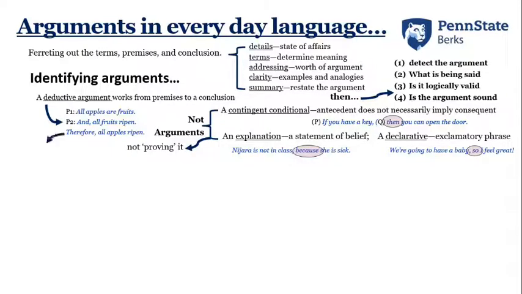So the way that you understand this is whether somebody is trying to prove something. When somebody says Nihara is not in class because she's sick, there's nothing to be proved there. They're simply explaining it. Unless you had some other state of affairs that you knew, you wouldn't go back and say no, right? If somebody were to say all apples ripen, they're trying to prove that to you. They're trying to say, look, this is why all apples ripen.